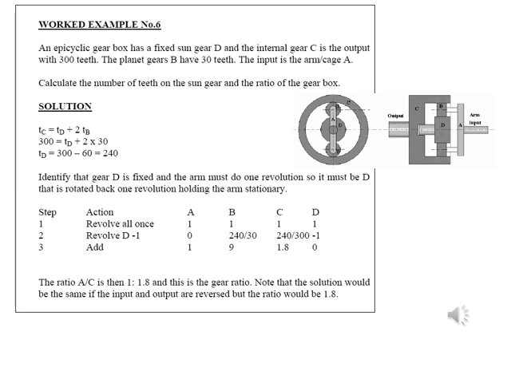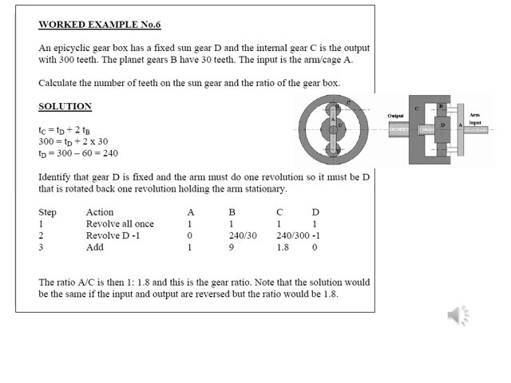So here you put the step table, with all the gears A, B, C, D columns. Step number 1, all gears revolve one time. So A is 1, B is 1, C is 1, D is 1 revolution. And then step number 2, revolve D by minus 1 revolution. In this case, D is the sun gear, so D is minus 1.